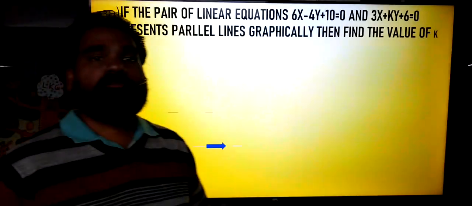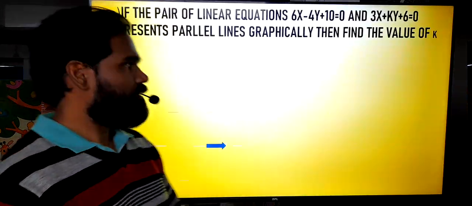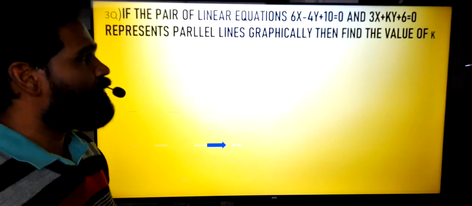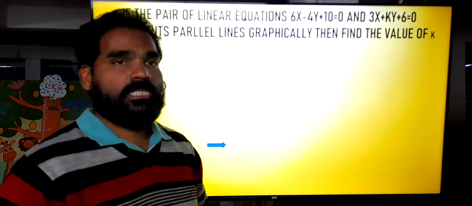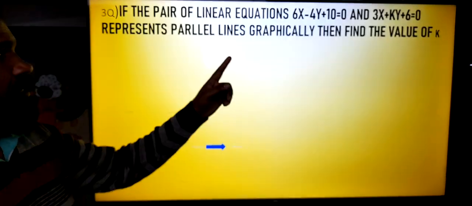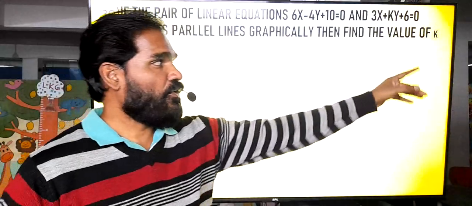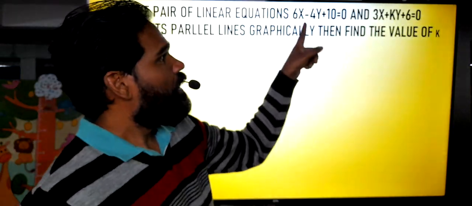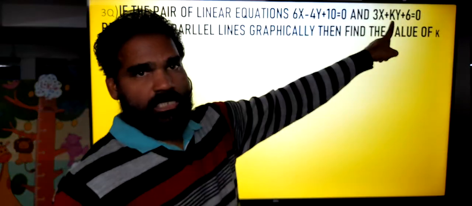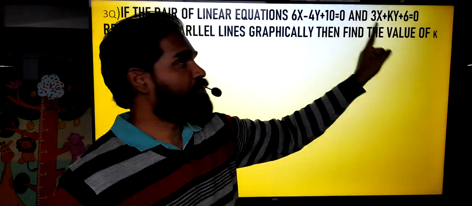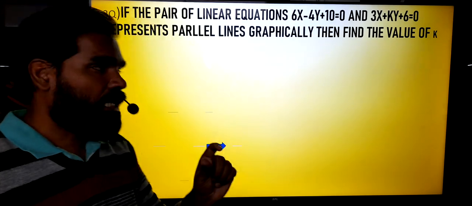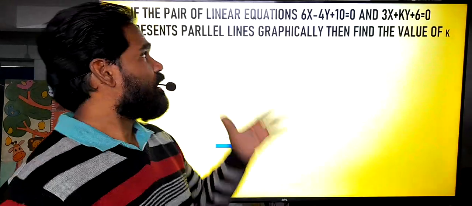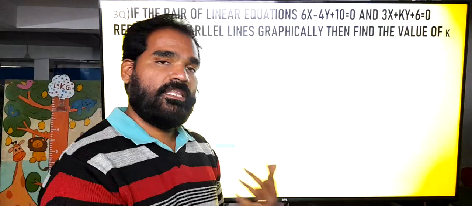Now it's time for us to get into the last one, the third one. The question is, if the pair of linear equations 6x minus 4y plus 10 equal to 0 and 3x plus ky plus 6 equal to 0 represents parallel lines graphically, then find the value of k. If you observe very carefully, in the second equation the coefficient of y is k. But k has some specific numerical value which is not mentioned in the question anywhere, and it is our duty to find the value of k.